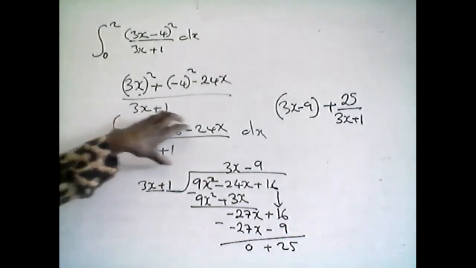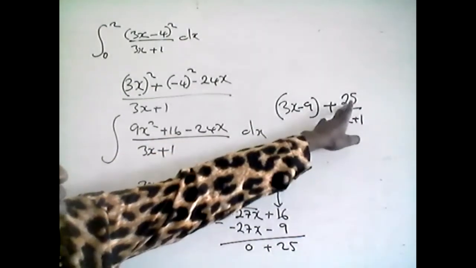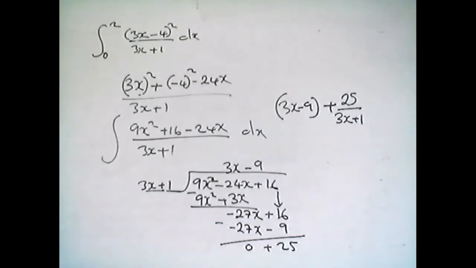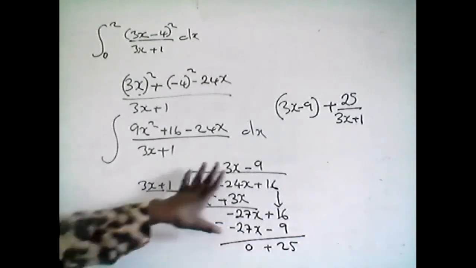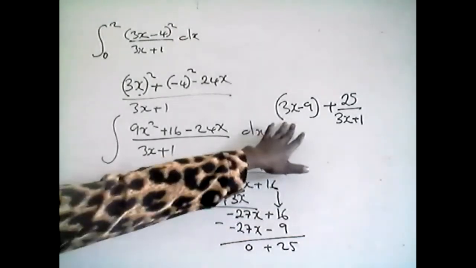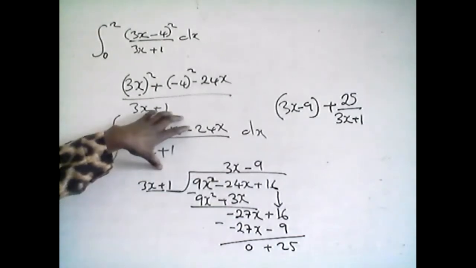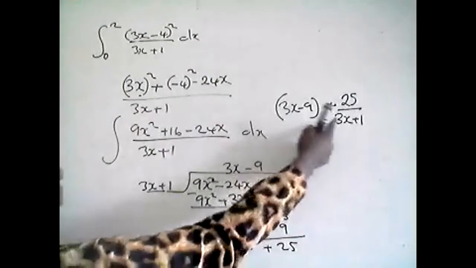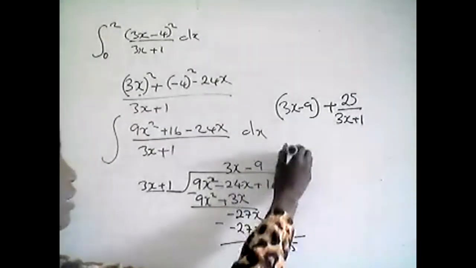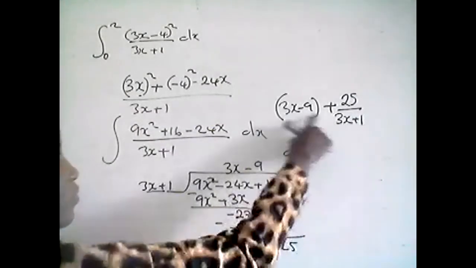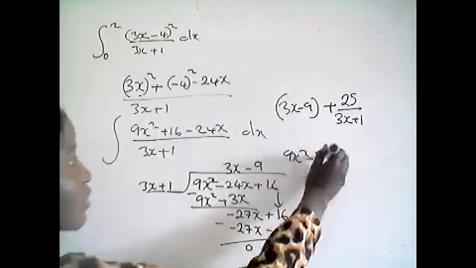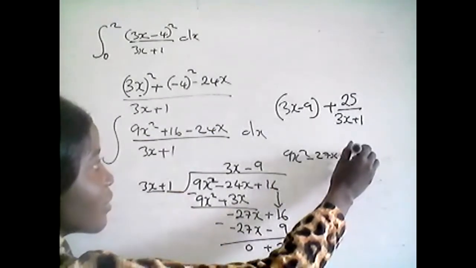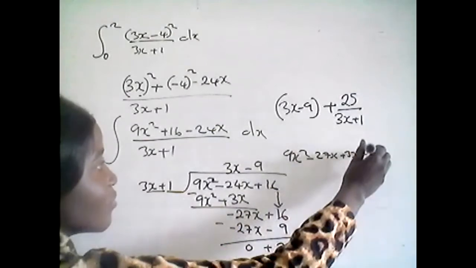But here we are lucky because we have 25. Already the value of A has been found, so there's no need for us to go as far as expressing it as a partial fraction. With this we'll be able to integrate. When you multiply this by that, it will give you 9x squared. This multiplied by this gives negative 27x. 1 multiplied by 3x is plus 3x. 1 multiplied by that is negative 9.